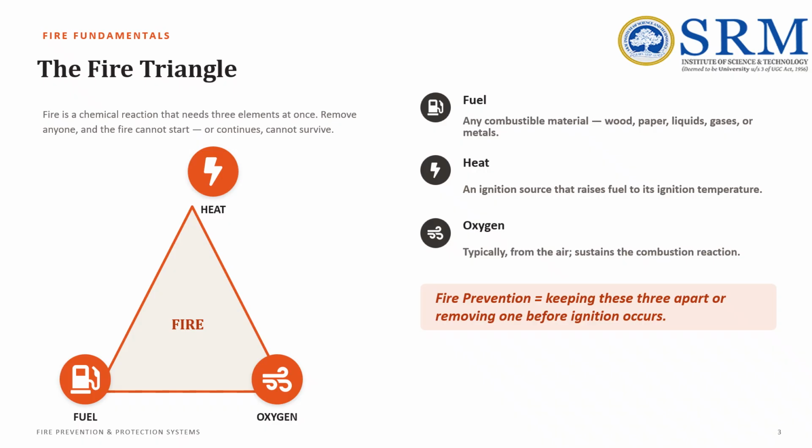The second element is heat, which provides sufficient energy to raise the fuel to its ignition temperature. Heat sources include sparks, electrical faults, welding operations, friction, or open flames. The third element is oxygen, which is normally supplied by the surrounding air. Oxygen supports the combustion process. If we remove any one of these three components, the fire cannot continue. For example, water removes heat, foam separates oxygen from fuel, and shutting off a gas valve removes fuel. Therefore, fire prevention mainly focuses on preventing these three elements from coming together.